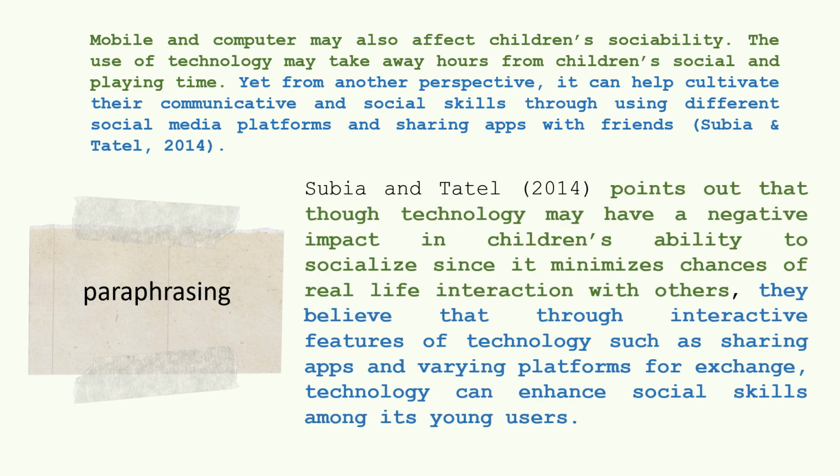So you write it. Bee and Tatel point out that though technology may have a negative impact on children's ability to socialize since it minimizes the chances of real life interaction with others, they believe that through interactive features of technology such as sharing apps and varying platforms for exchange, technology can enhance social skills among its young users. So you see, we still include all the ideas in the text, but we have paraphrased it, or restated it using our own words. But still, again, we have to take note that we are not the real author of the text. Right? So that's for paraphrasing.